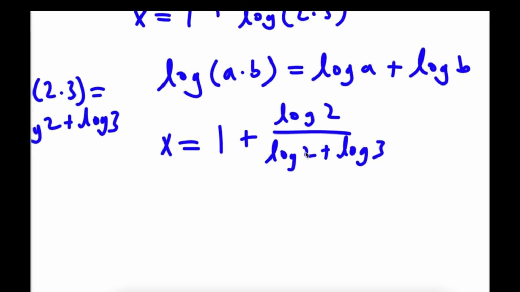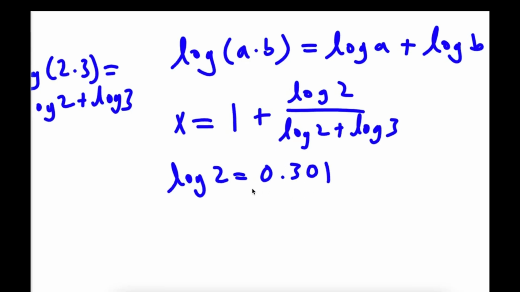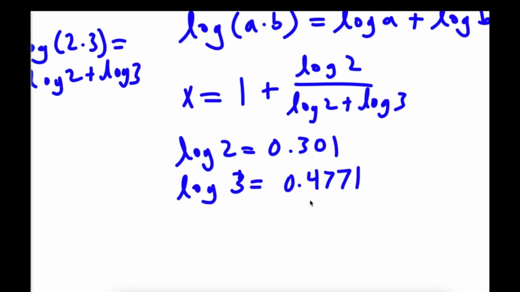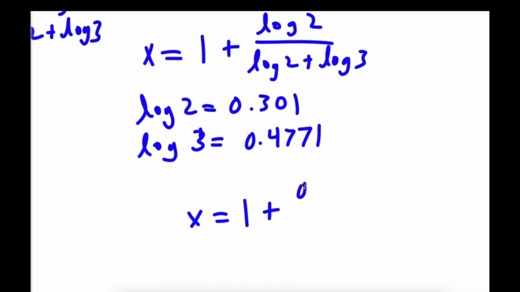Now, the value of log 2, if you plug this into a calculator, it is approximately 0.301. And the value of log 3, if you plug it into a calculator, it is approximately 0.4771. So we have x equals 1 plus log 2, which is 0.301, over log 2 plus log 3. So 0.301 plus 0.4771.